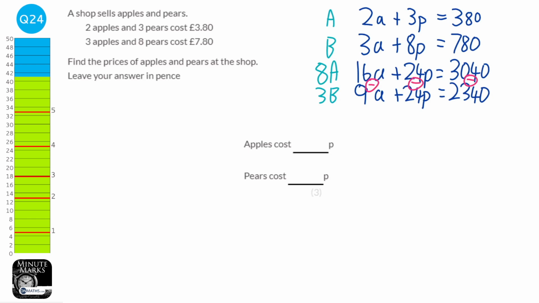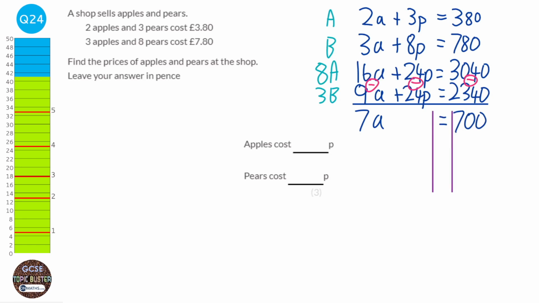So I can just do a little line here to show what we're doing. So we're subtracting going downwards, and we're going to do 16a take away 9a, which will be 7a. 24p take away 24p, which is nothing, which is why we did that. It's to eliminate them. And then 3040 take away 2340 will be 700. Then I can put my lines in. And all I need to do now is just divide both sides by 7. And I get a equals 100.